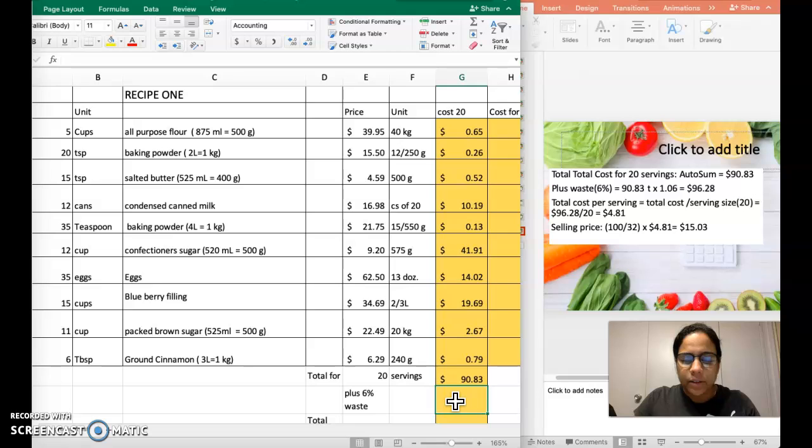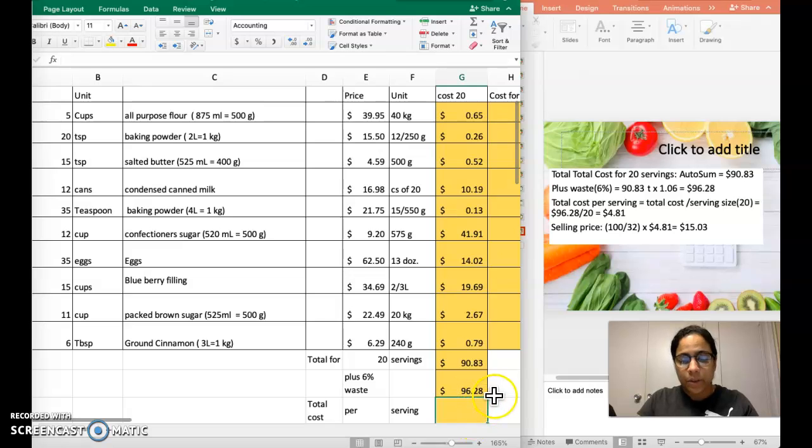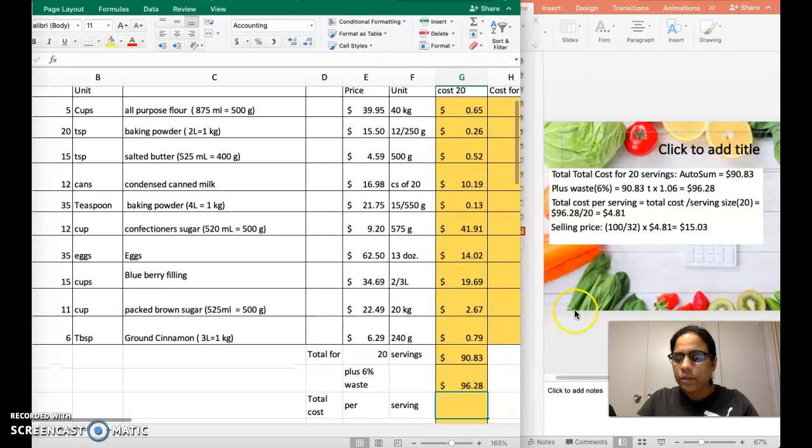To find out plus 6%, we're gonna do equal sign, the total amount for 20 servings times 1.06 to add 6% of waste. It's 96.28, which matches my calculation. Here is equal sign.